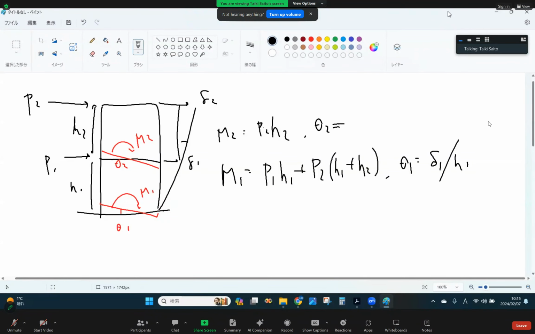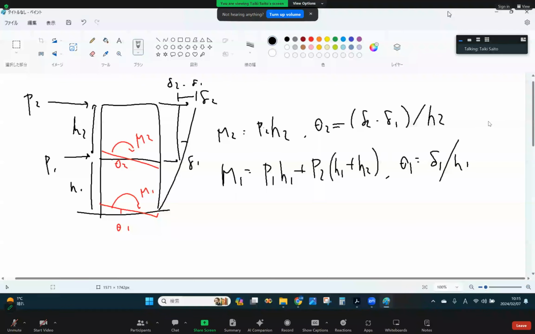Delta 2, so this is the distance, delta 2 minus delta 1. This is delta 2 minus delta 1. Wait, maybe. I'm not sure. H2.